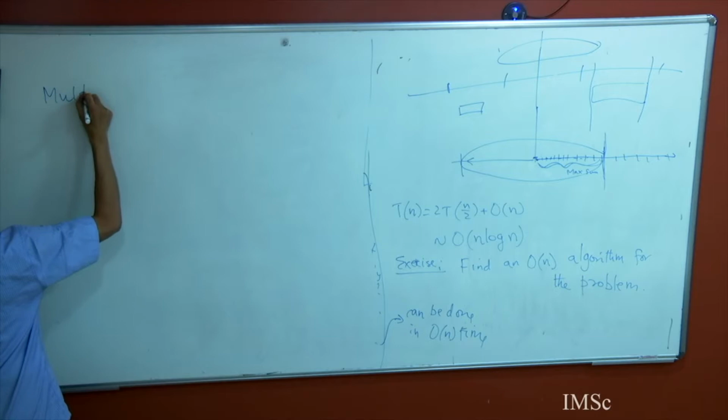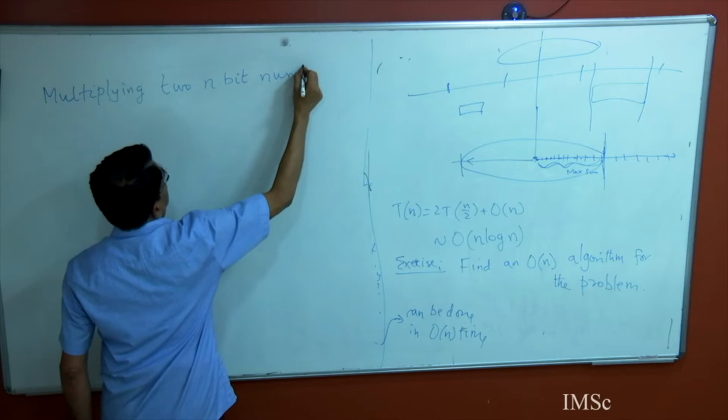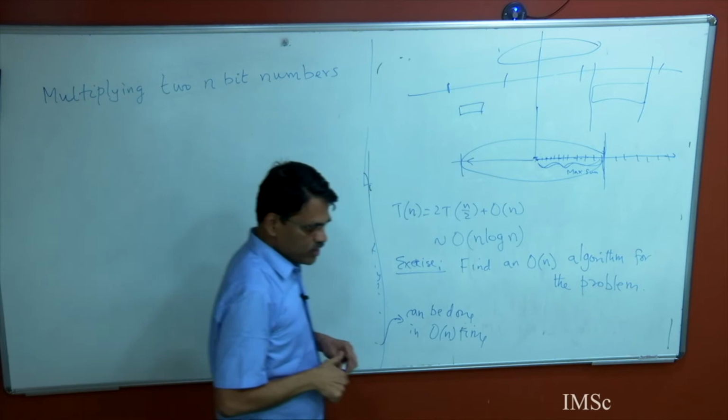Here is a very fundamental problem, multiplying two n-bit numbers. We'll see how divide and conquer will be very useful to improve the naive algorithm, okay?